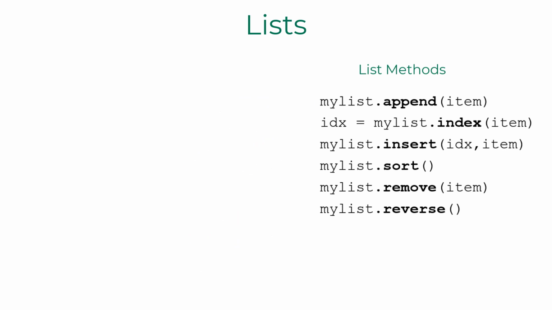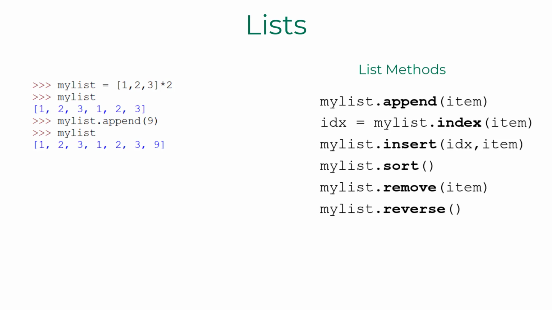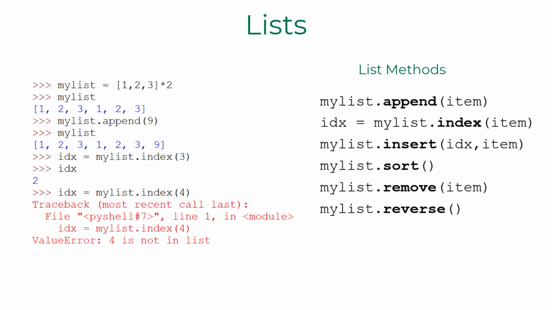Lists have numerous built-in methods that are very useful. Here is the list of methods I'll be discussing right now. The append method is straightforward. It appends the element to the end of the list. The index method is tricky. It gives you the first index of the element you ask for. It would return a value error if the element is not in the list.